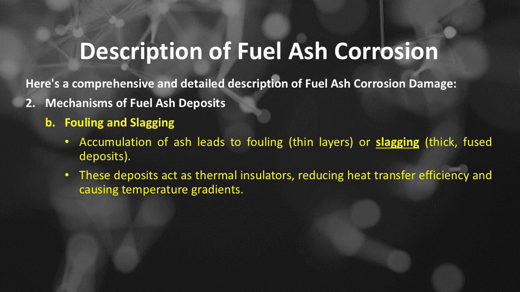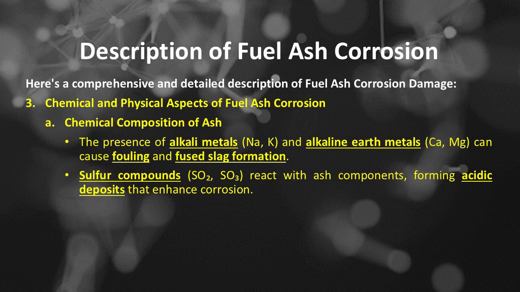Number B. Fouling and slagging. Accumulation of ash leads to fouling, thin layers, or slagging, thick, fused deposits. These deposits act as thermal insulators, reducing heat transfer efficiency and causing temperature gradients. Number 3. Chemical and physical aspects of fuel ash corrosion. Number A. Chemical composition of ash. The presence of alkali metals, Na, K, and alkaline earth metals, Ca, Mg, can cause fouling and fused slag formation. Sulfur compounds, SO2, SO3, react with ash components, forming acidic deposits that enhance corrosion.